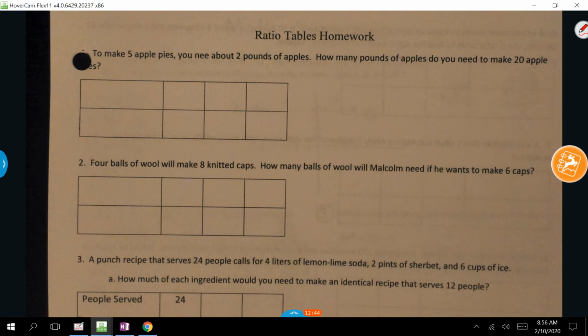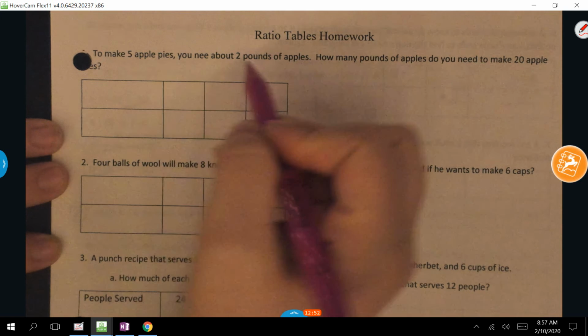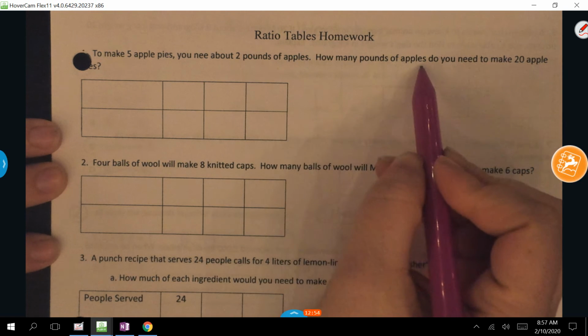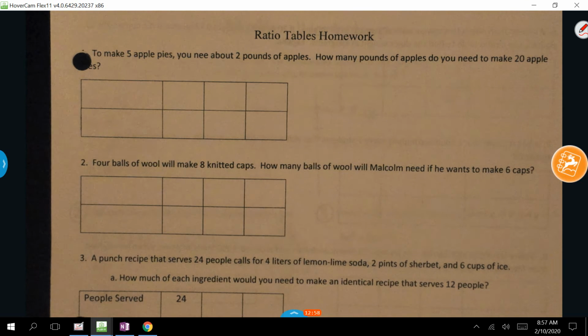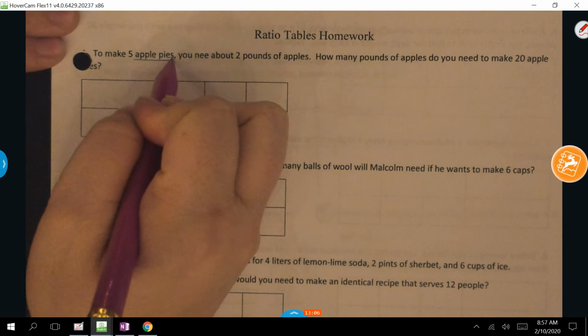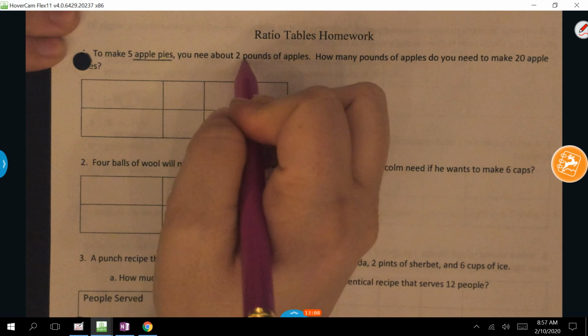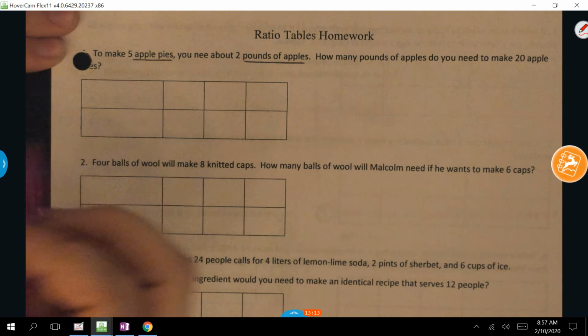Let's look at this first one, and it looks like I might have punched through some of it, so we're going to read it the best we can. It says, to make 5 apple pies, you need about 2 pounds of apples. How many pounds of apples do you need to make 20 apple pies? What 2 things would I be talking about to put in this chart? Josh: The 5 apple pies and the 2 pounds of apples. So we're talking about apple pies and pounds of apples. Do y'all see where we're getting that from? So that's what I'm going to label in my chart.